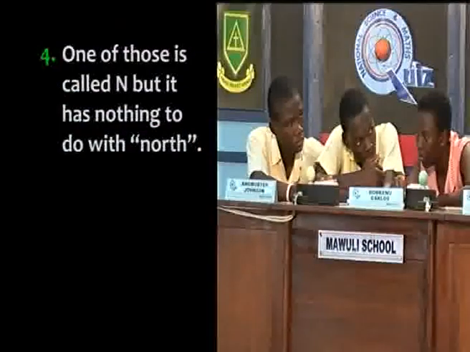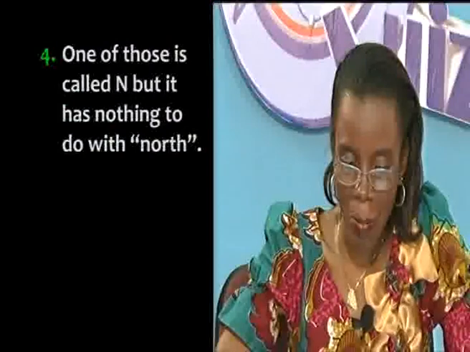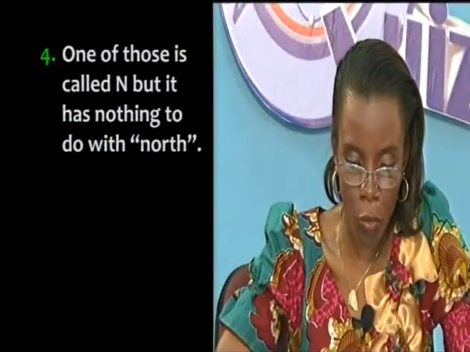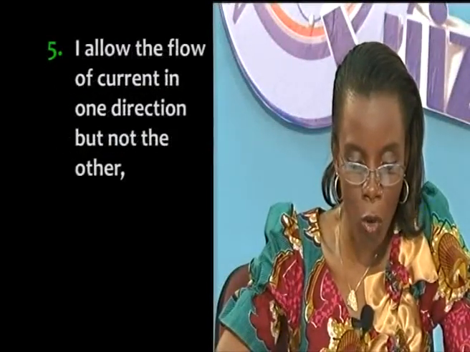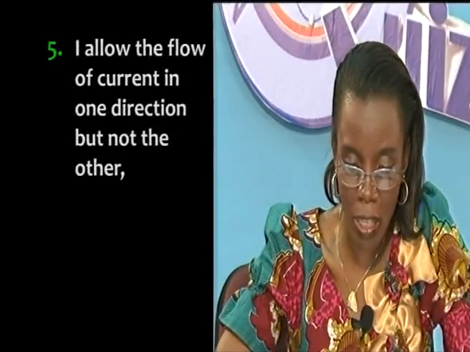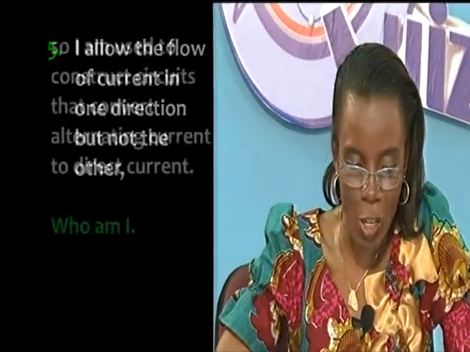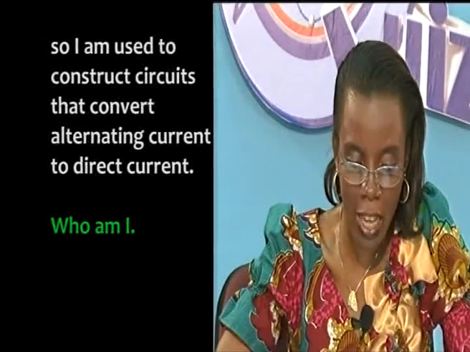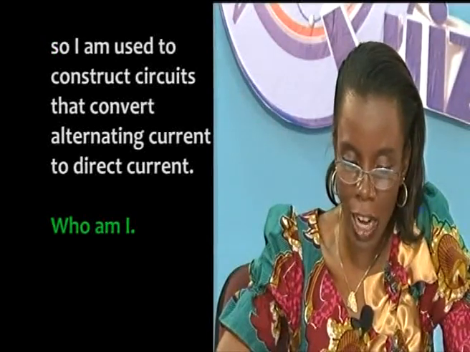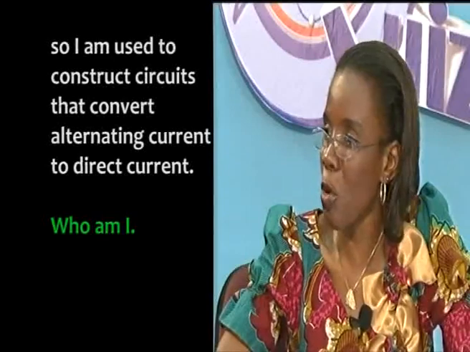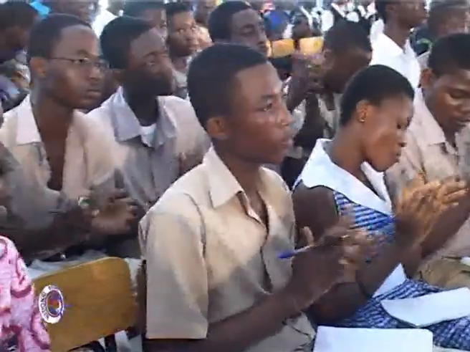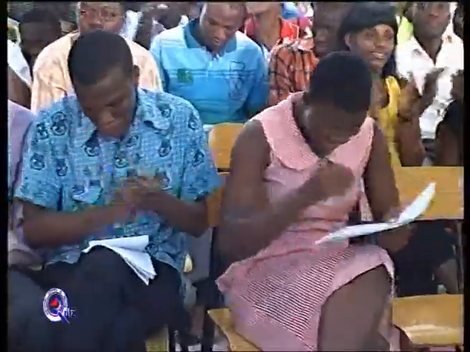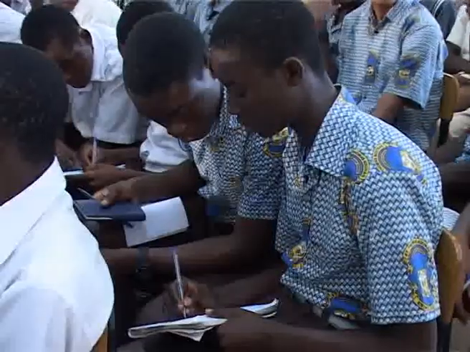One of those is called N, but it has nothing to do with North. I allow the flow of electric current in one direction, but not the other. So I am used to construct circuits that convert alternating current to direct current. Who am I? Mawuli School. Diode. It's a diode. Again, I read all my clues, so 3 points.